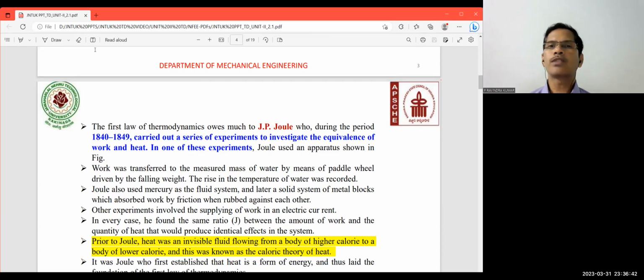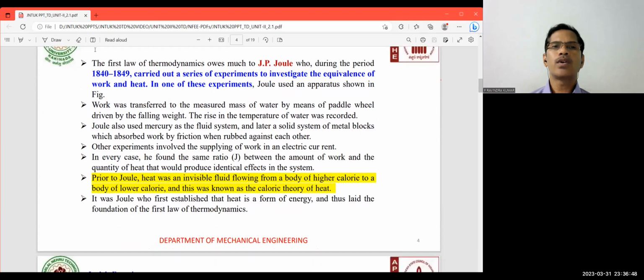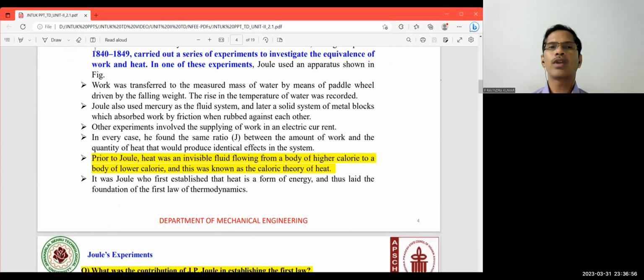In one of these experiments, Joule used an apparatus which is shown in the figure. Prior to Joule, heat was considered an invisible fluid flowing from a body of higher caloric to a body of lower caloric, and this is known as the caloric theory of heat.